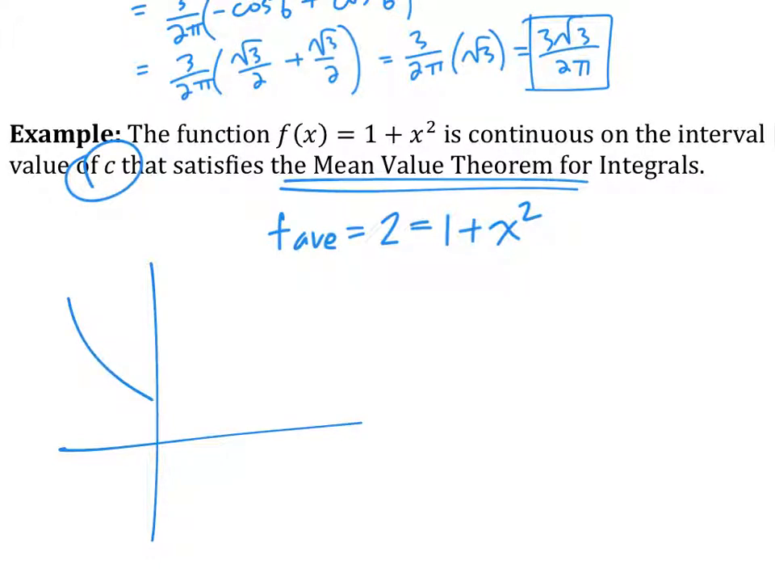So let's look at this graph, 1 plus x squared from -1 to 2. So this is 1. We know that the average value is 2. So that tells us that if we're finding the area under the curve from -1 to 2, it is the same as the area under the curve if we draw a rectangle at 2.